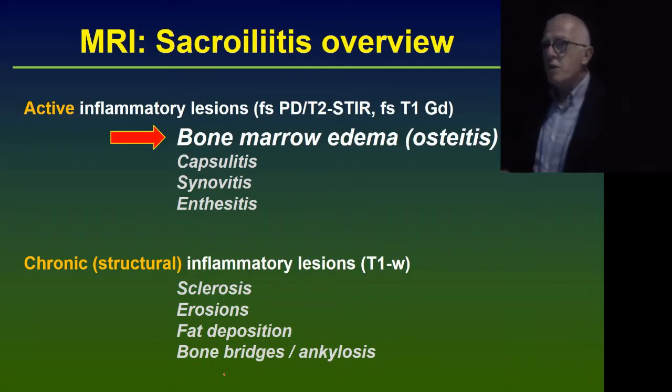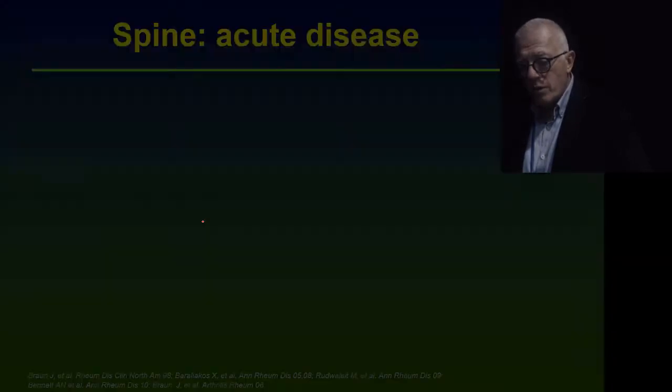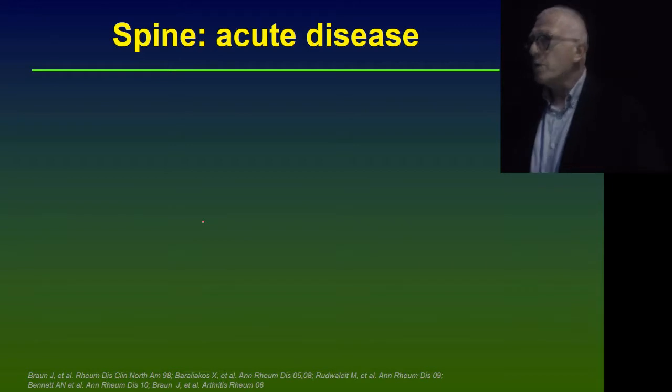So, as an overview of sacroiliitis in axial spondyloarthropathy, what you need to know is the criteria suggested by ASAS, and you need to look for bone marrow edema. If you see at least 2 areas of bone marrow edema, you can suggest the correct diagnosis. Otherwise, the chronic lesions or the rest of the acute lesions are not included in the ASAS criteria. Let's move now to the spine.